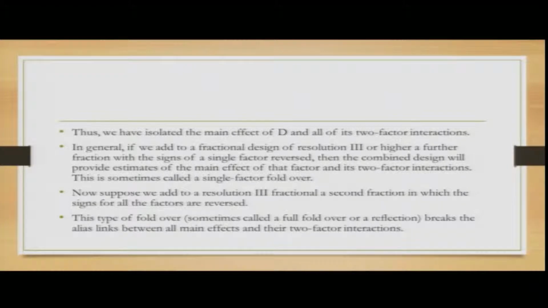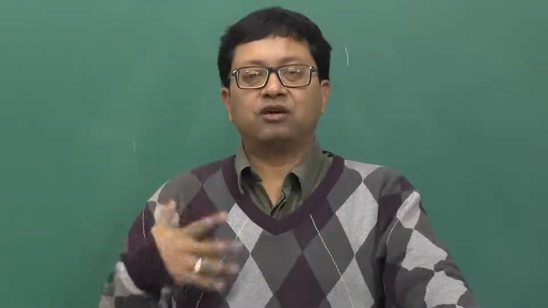Now, suppose we add a resolution 3 fractional design, a second fraction in which the signs of all the factors are reversed. This reversal or combination of the factor signs can be done depending on the problem layout. This type of fold over is sometimes called a full fold over or a reflection fold, depending on what combinations of folds you are taking. It breaks the aliased links between all the main effects and their two factor interactions, such that even if you are doing a detailed calculation, what you are actually aiming at is to break up these effects and find the individual factors or individual combinations of factors, such that our accuracy increases in order to predict the overall effect of the fractional factor models.